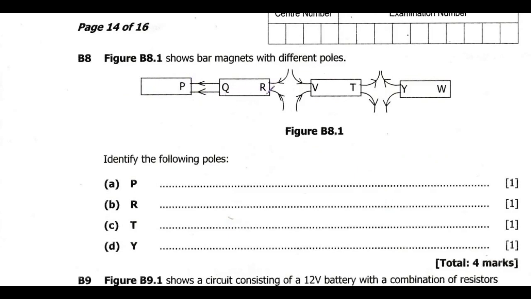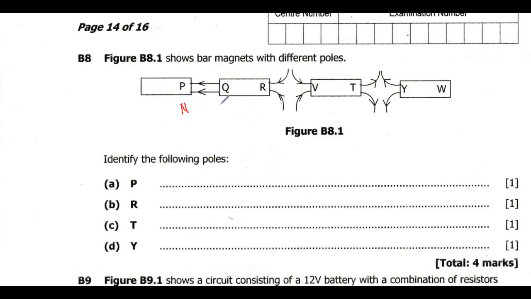So identify the following poles. So these two, P and Q, are attracting, right? So we can say this is north, then this will be south.